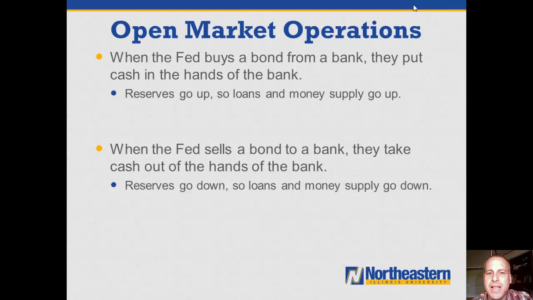When the Fed sells a bond to a bank, then the Fed is taking in money in exchange for a bond. This takes cash out of the hands of the bank, brings down reserves, and brings down the amount of the money supply and the amount of loans that banks can make.